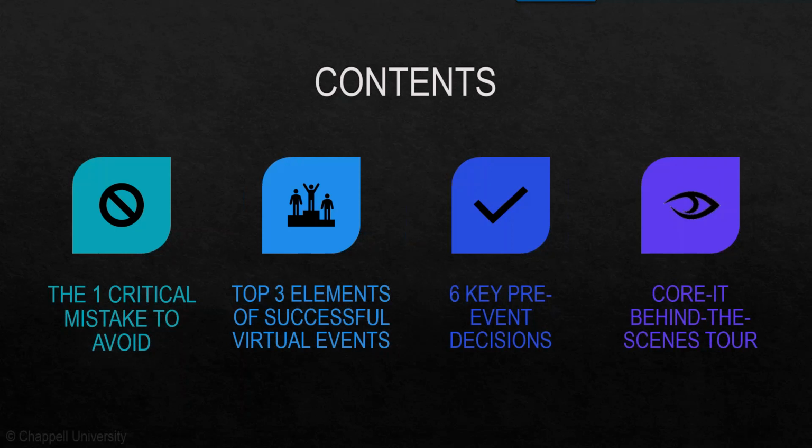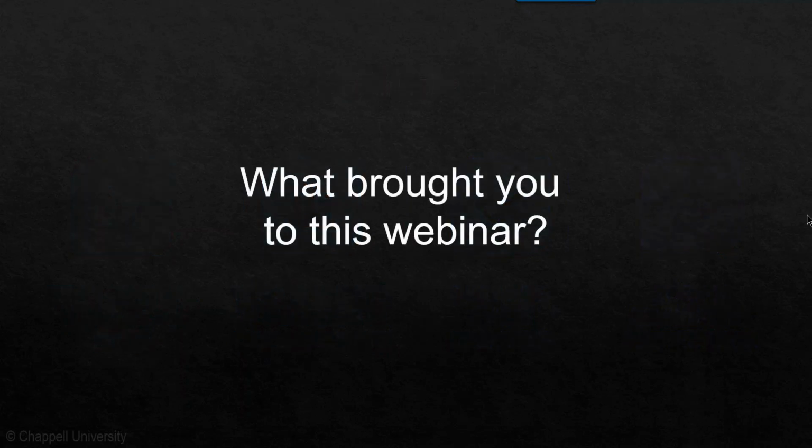Then we'll go through 6 key pre-event decisions that you need to make. Now, each of these decisions actually has subcategories in there, but I'll show you what those categories are. And then I'm going to take you behind the scenes into Core IT. I'm going to give you our statistics on when we opened Core IT and when the registrations really started picking up, how long it took us to put Core IT together. I'm going to bring up Core IT in the background, as an administrator, I'm going to show you some of the little tricks and things that we had in Core IT.